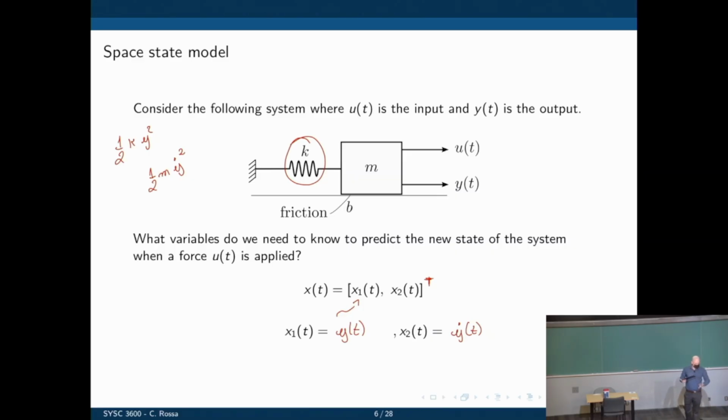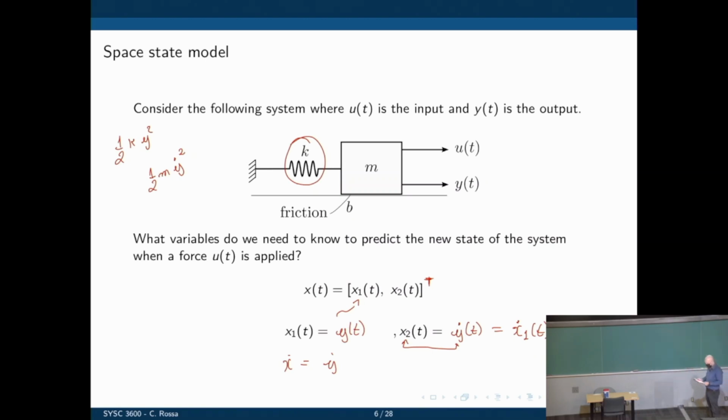And how can we now relate x1 and x2? So if x2 is y dot and x1 is y, x2 is the same as x1 dot of t. Okay, we'll come back to this equation later. All right, so once again, if x2 is y dot, x2 is equal to x1 dot. If you take the derivative of both sides of x1, we get x2.